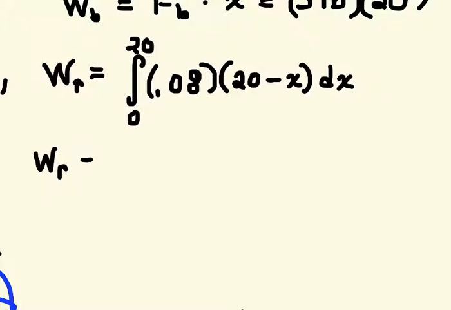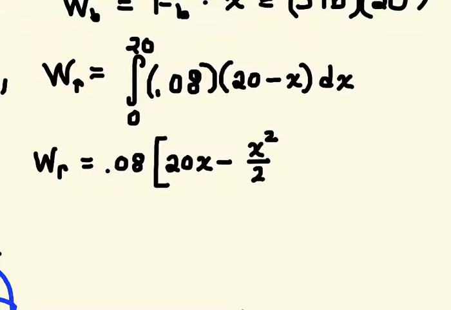We can pull out the 0.08, and we can go ahead and take the antiderivative of 20 minus x dx. Well, that's going to give us 20x minus x squared over 2. And then we have the fundamental theorem of calculus, right? We're going from 20 to 0.